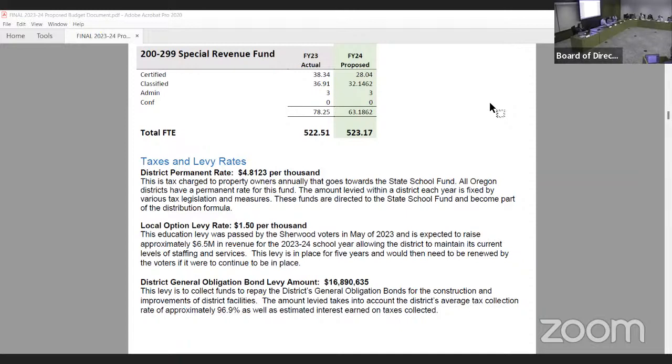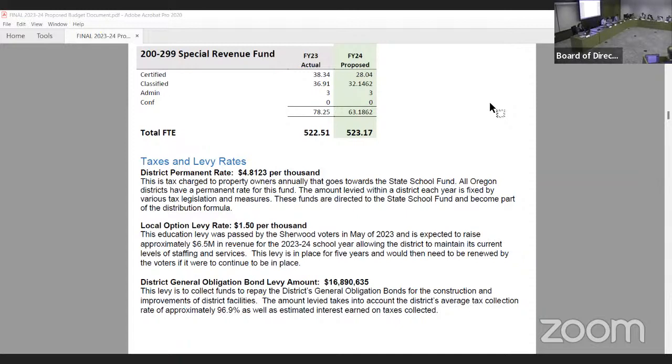The second rate that we'll ask for approval on tonight is the local option rate of $1.50 per thousand. We've talked about that a fair bit. That's the amount approved by the voters, and now it needs to be approved by the budget committee and adopted by the board. And then we also have to do a district general obligation bond levy amount. That's the amount of funds we need to levy to pay off the district bonds. And you can see that number there at $16,890,635. So, questions or discussion, anything you'd like to talk about before we move forward?